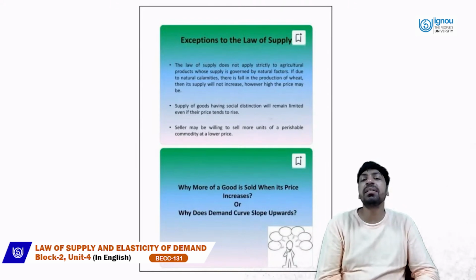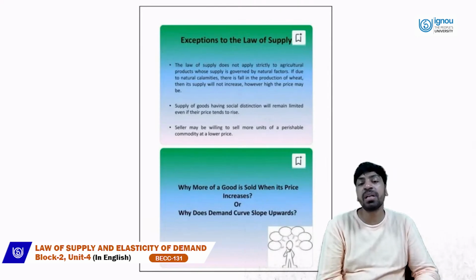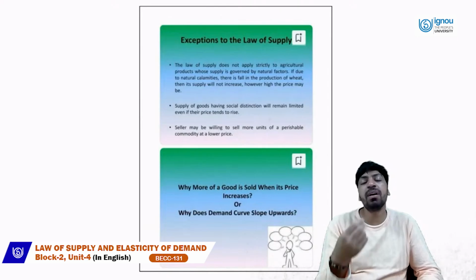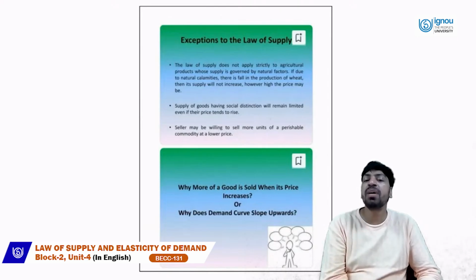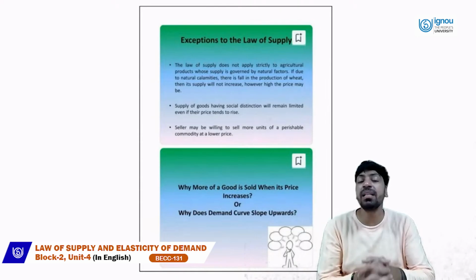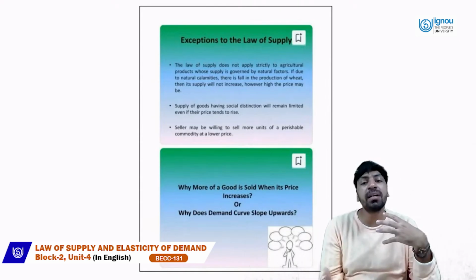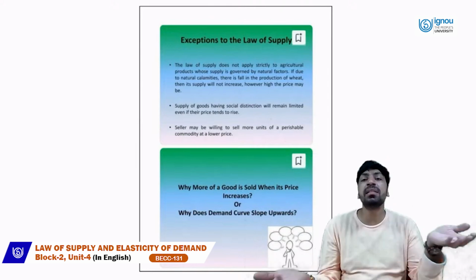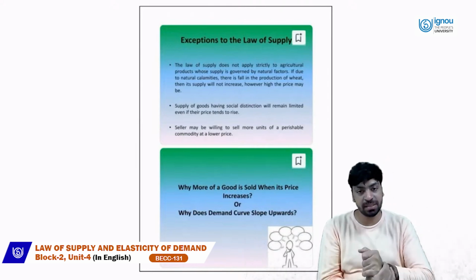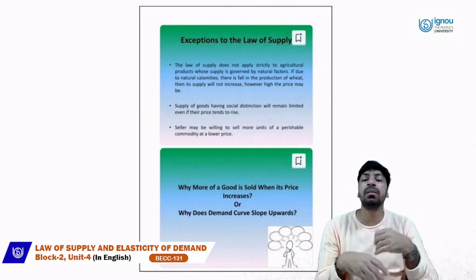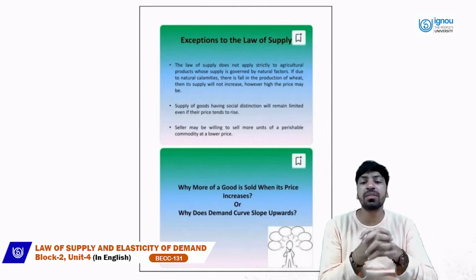And the third parameter: the seller may not be willing to sell more units of a perishable commodity at a lower price, as perishable commodities don't have a longer period. It's a very short period. So as a result, it is very difficult to sell such products at a lower price. Whatever price has been fixed by the seller, by lowering the price, that means the law of supply doesn't exist. So these are the three exceptions, which you can see shown on the screen.